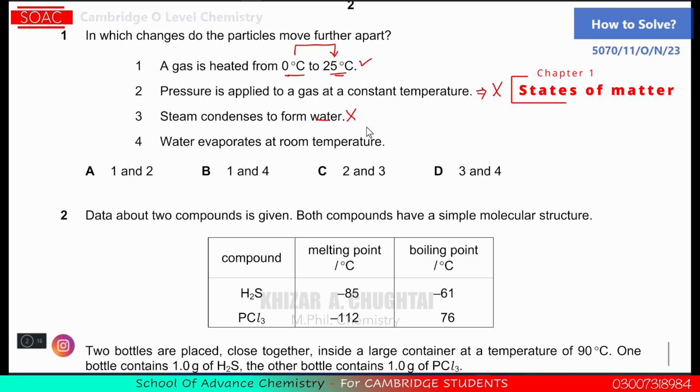So it's again wrong. D: water evaporates at room temperature. Then yes, it is true. When water changes into vapors, from the liquid into the gaseous state, the gaps between the particles increase and they move further apart. And so the correct ones are the first and the fourth. So 1 and 4, B is the correct option.